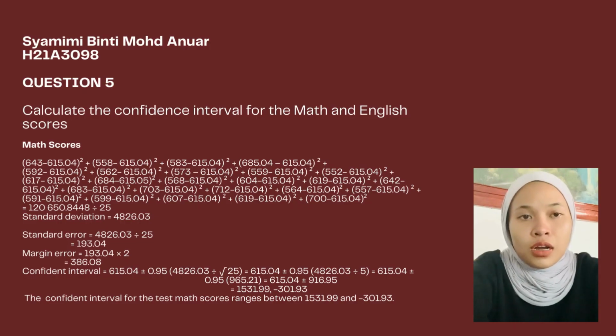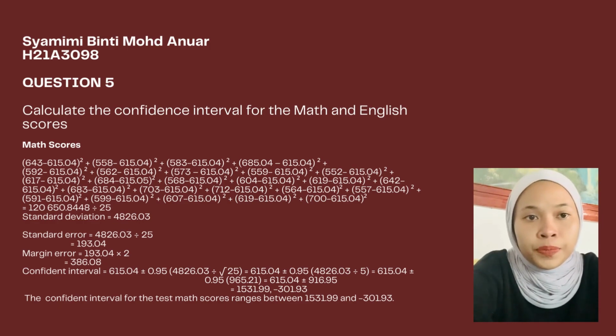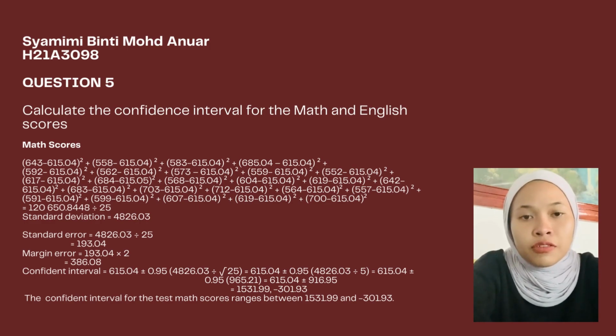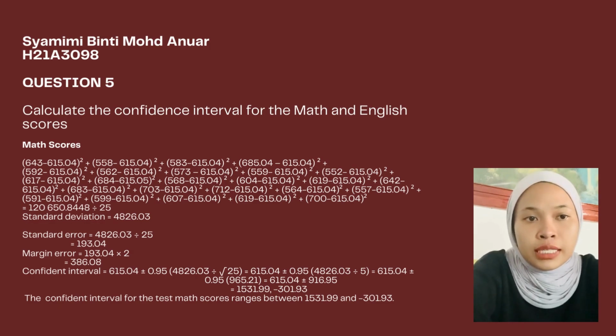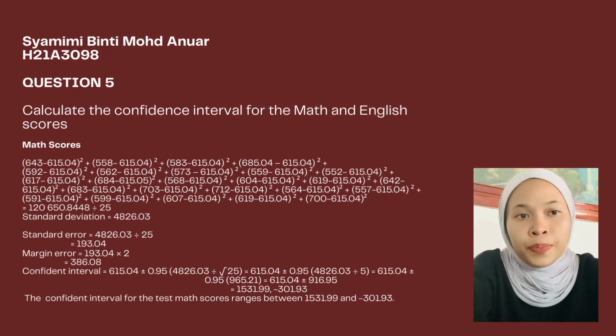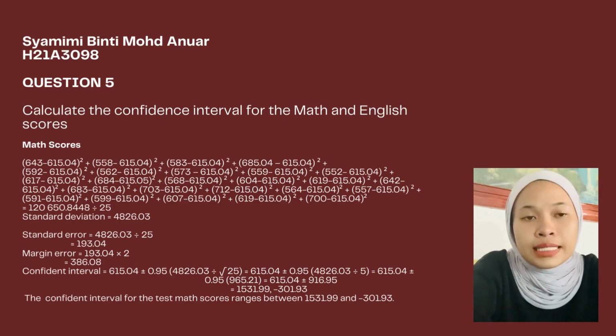Question 5. Calculate the confidence interval for the math and English score. For the math score, 120,650.8448 divided by 25. Standard deviation is 4826.03. Standard error, 4826.03 divided by 25. The answer is 193.04.